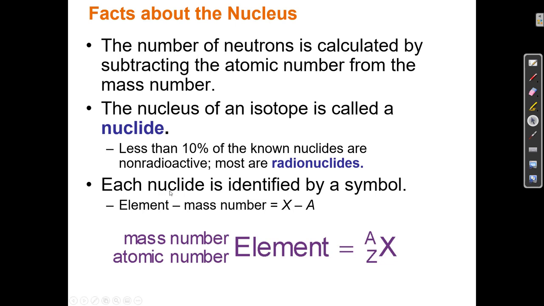Each nuclide is identified by a symbol. We've seen this kind of notation before. X is the chemical symbol. A is the mass number, which is protons plus neutrons. And Z is the atomic number, which is just protons.